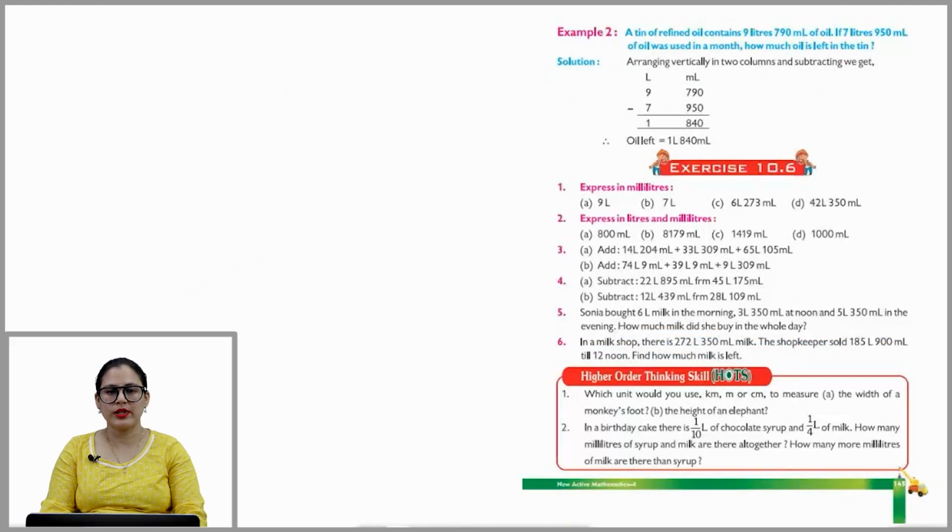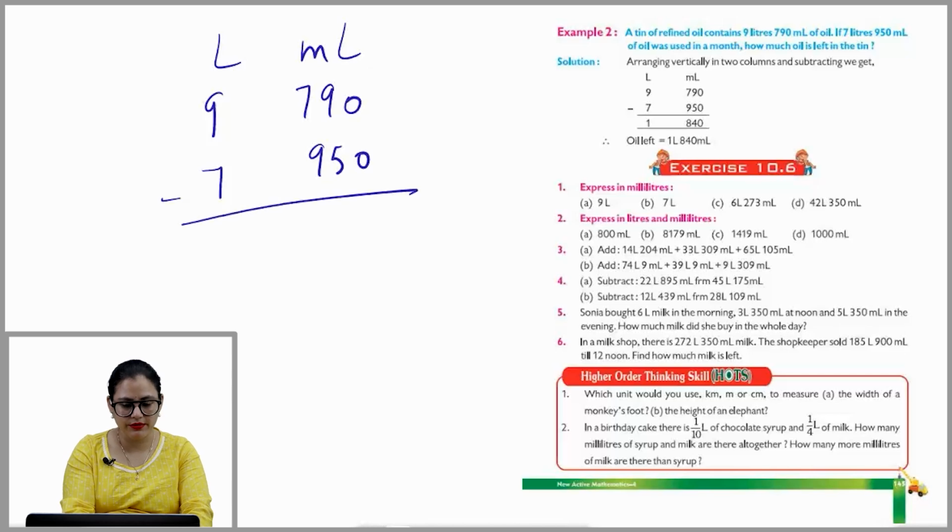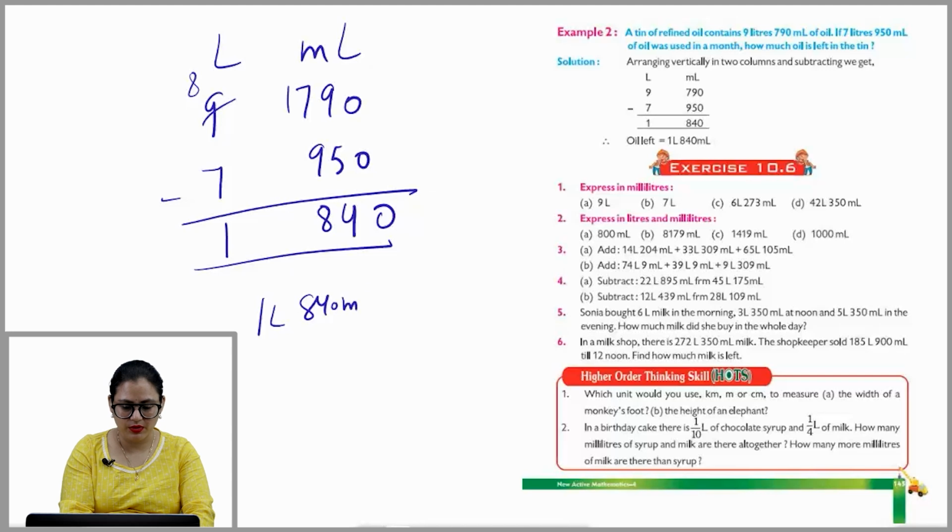Example 2. A tin of refined oil contains 9 liters 790 ml of oil. If 7 liters 950 ml of oil was used in a month, how much oil is left in the tin? So in this case, we will subtract. Okay. Let's make 2 columns, one for liter, one for milliliter. Total oil is 9 liter 790 milliliter, out of which 7 liter 950 milliliter has been used. Now the oil left, let's subtract. 9 minus 5 is 4. You cannot subtract here, so borrow from here. 17 minus 9 is 8. And 8 minus 7 is 1. So 1 liter 840 milliliter oil is left.